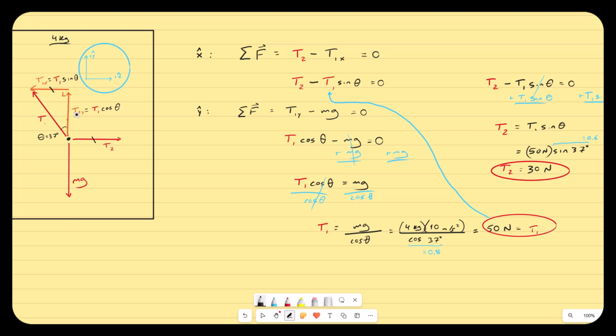T1, right here, the diagonal, is made up of T1x plus something extra. So if I've got T1x matching T2, and then T1 is that plus some more, then I expect that T1 is going to be bigger than T2. And it is. That's how you solve a problem with sometimes multiple unknowns. That's definitely how you solve a two-dimensional problem in static translational equilibrium.